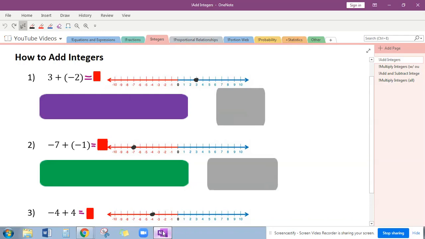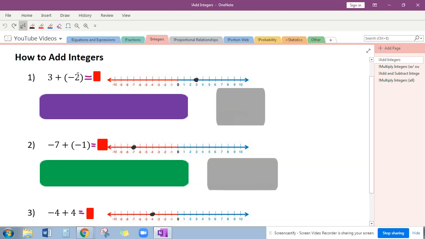Alright, in this video I'm going to talk about how to add integers, and I'm going to do it using the number line and then also using the positive and negative tiles. So remember, an integer is just any whole number, but it can be positive, negative, or zero. So it'd be like any number that might be on this number line.